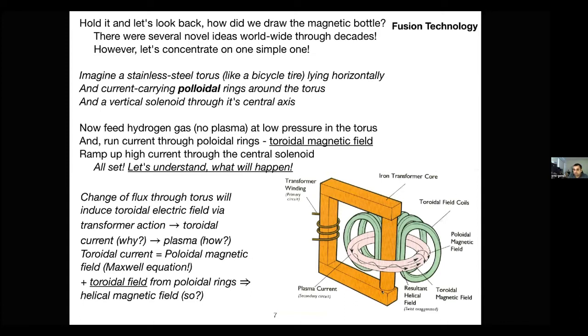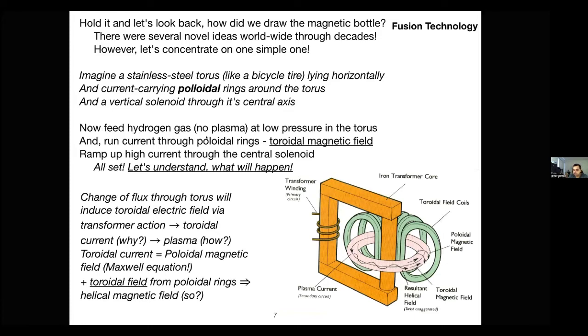So this is the very first concept of a tokamak. A vertical solenoid goes through its central axis of this circuit. This is the basic engineering. And what next? How do you produce a plasma? What do you need to do?